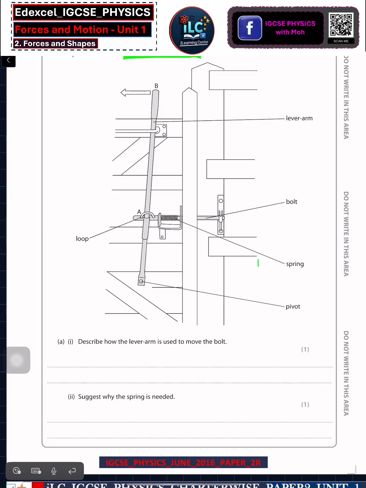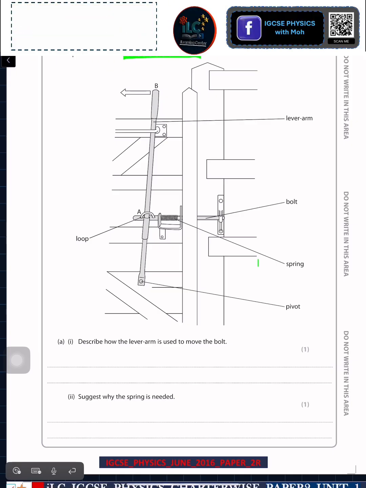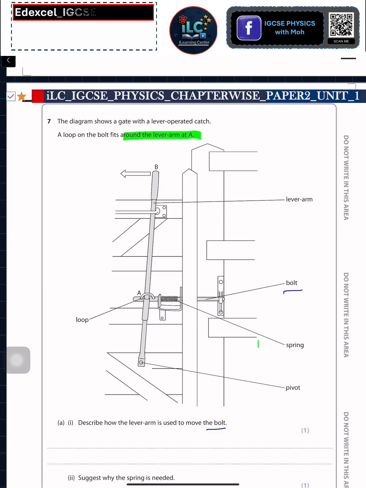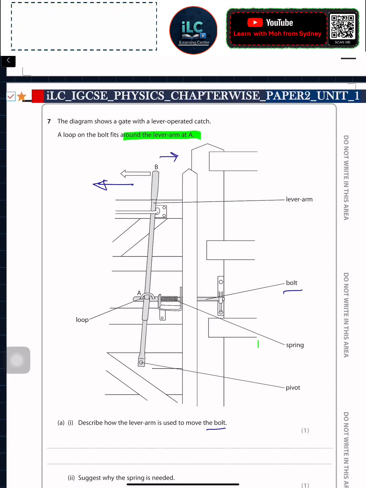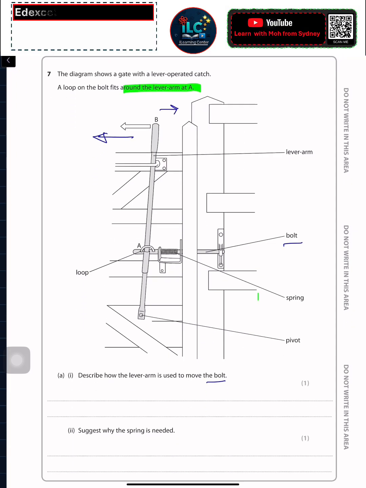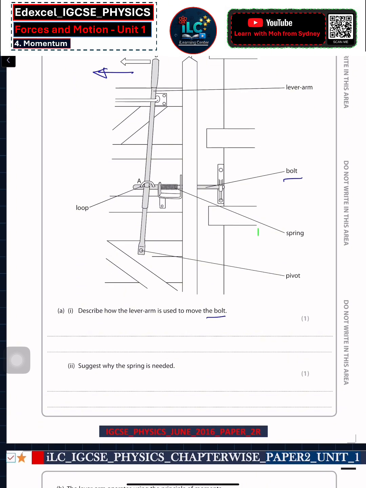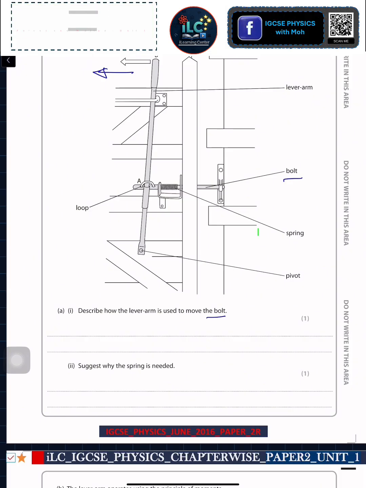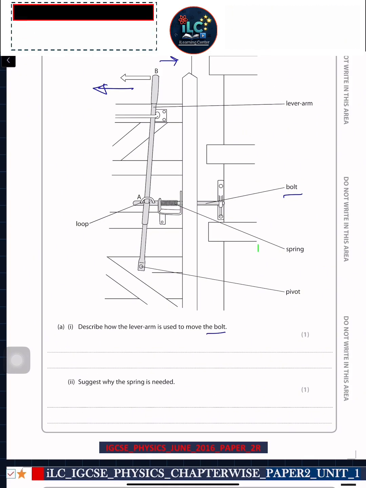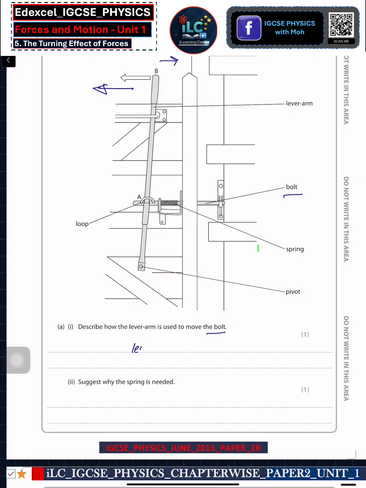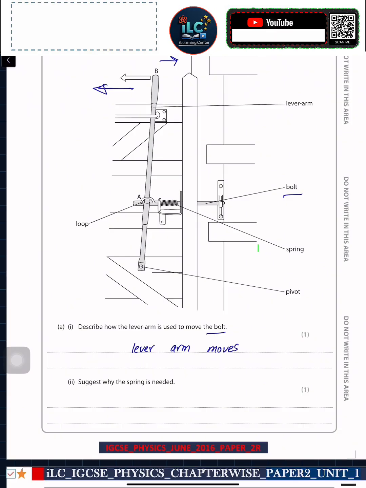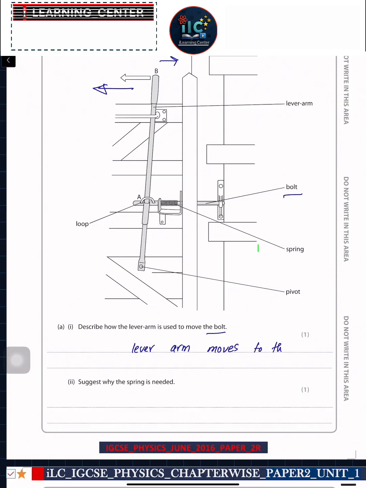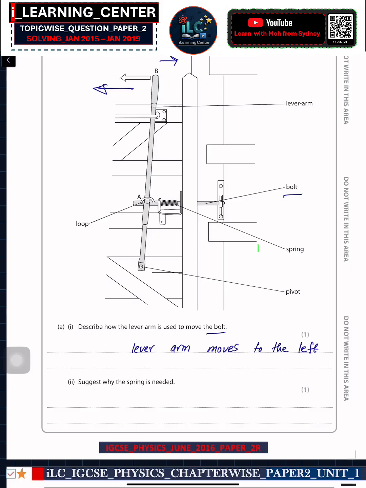The first question here is asking you to describe how the lever arm is used to remove the bolt. So the bolt is here. If you want to move this bolt, you basically have to pull it on this side. There's no point in pushing it this side because nothing will happen, right? So we'll just say that the bolt moves to the left, or you can say the lever arm or the bolt will move to the left. So lever arm moves to the left. I will also add bolt because it's asking about the bolt.